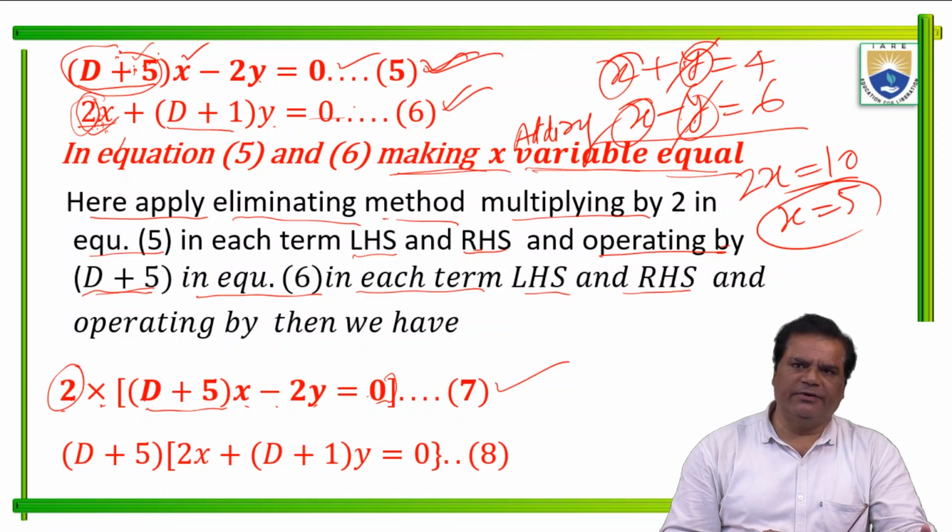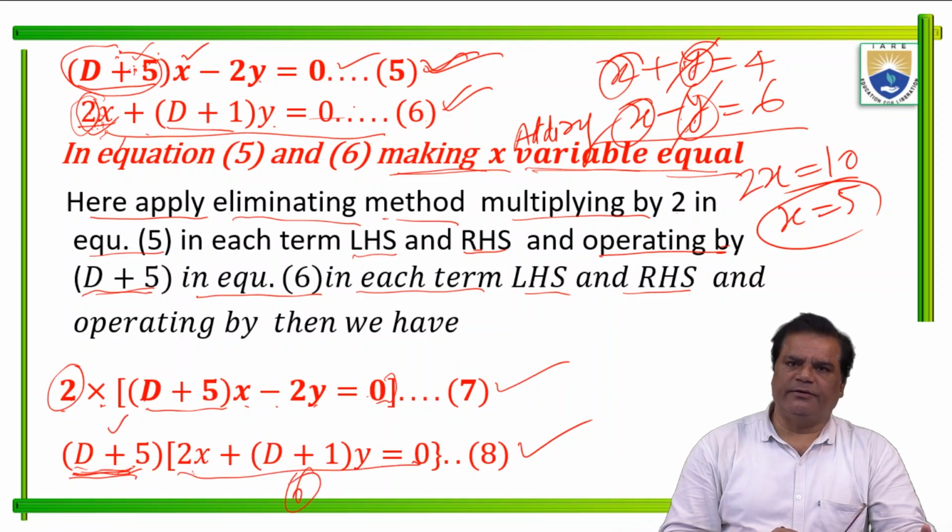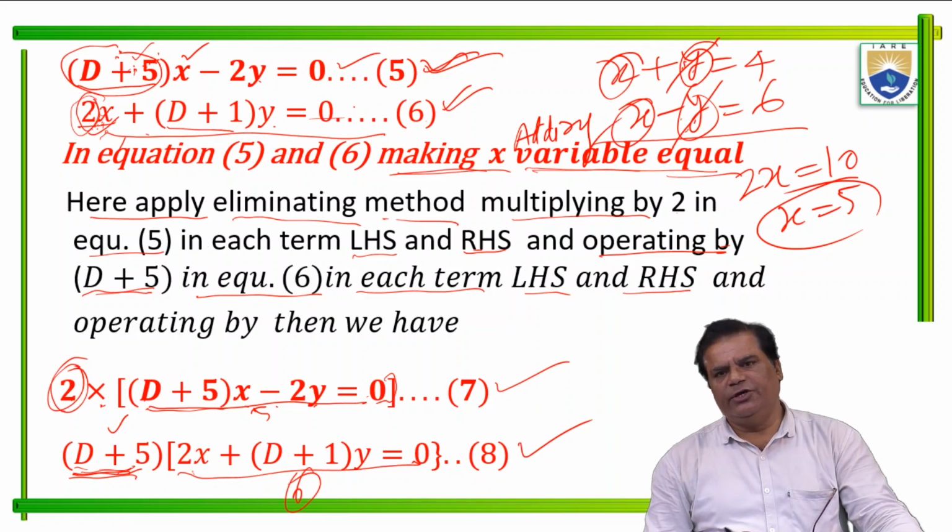This is equation 7. And operating (D+5) on equation 6, we get equation 8. So (D+5) is operating on equation 6, and equation 5 is multiplied by 2. Then we get the first term equal.